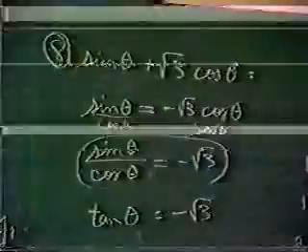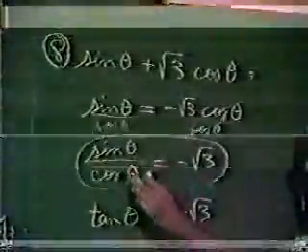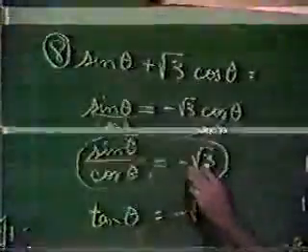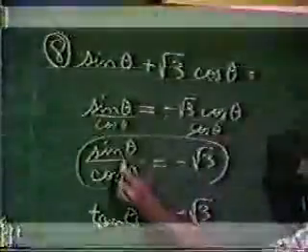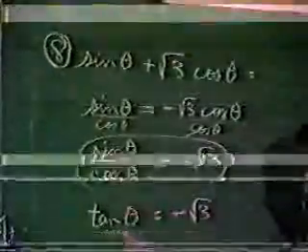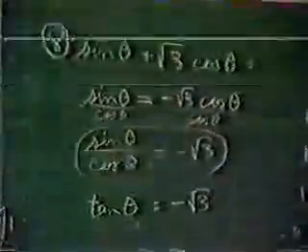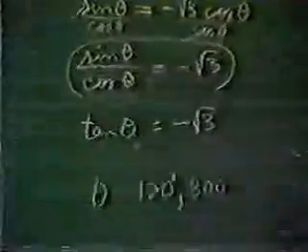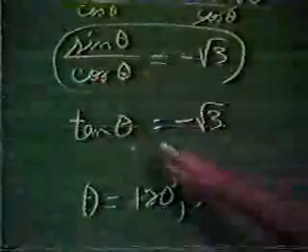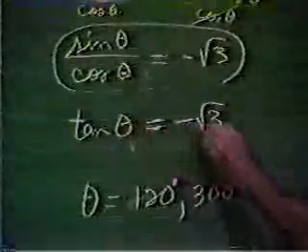Now, the next line, we have the sine of theta over cosine of theta is equal to the minus square root of 3. And what is the sine of theta over cosine of theta? That's tangent of theta. Okay, trig identities. You've got to know chapter 3 and you've got to know chapter 7. Alright, so tangent theta is equal to minus the square root of 3.